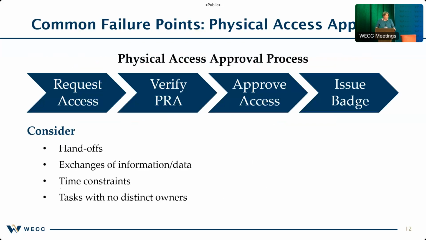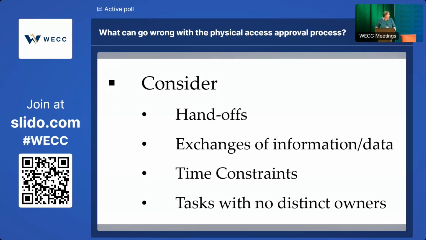Let's walk through a couple examples. Here's a high level, and I understand a very high level depiction of the process to grant physical access to BES cyber systems. To reduce the likelihood of a failure, we first need to identify the failure points and apply a control. So we're going to try a slide out and see if it works.